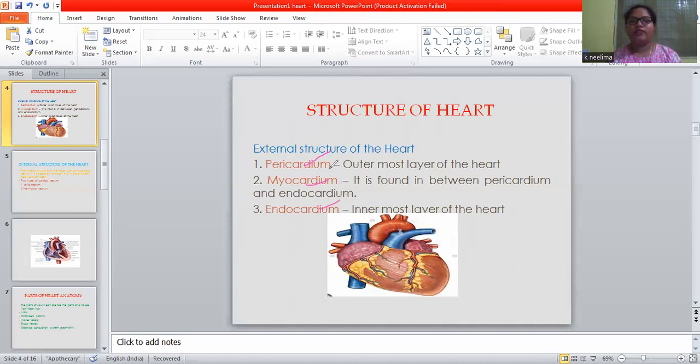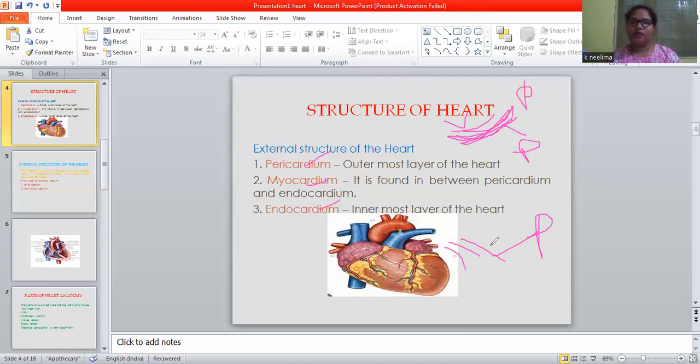First we discuss the pericardium. Three layers are present like this, and this is the pericardium. The pericardium contains two layers: one is the parietal layer and the other is the visceral layer. Between these two layers, one space is present, called the potential space.